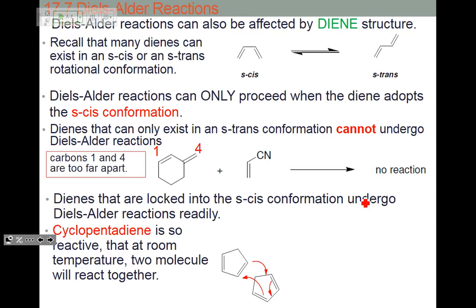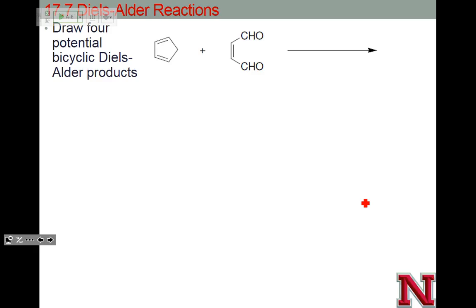Conversely, if we have a compound like cyclopentadiene that is stuck in the S-cis, that's going to be very reactive. And in fact, cyclopentadiene will often, at room temperature, react with another molecule of itself to form this Diels-Alder reaction. So you have to be careful with cyclopentadiene that that's not occurring in solution or in its bottle. So we get really quick reactions if we start with cyclopentadiene.